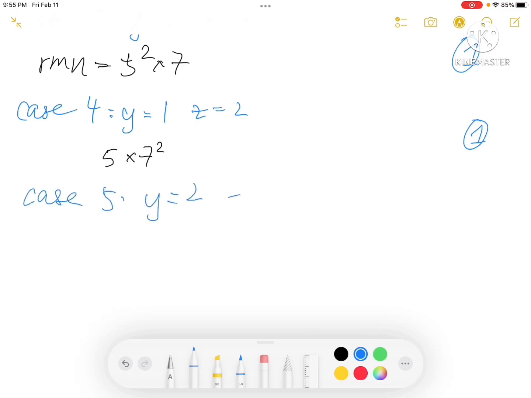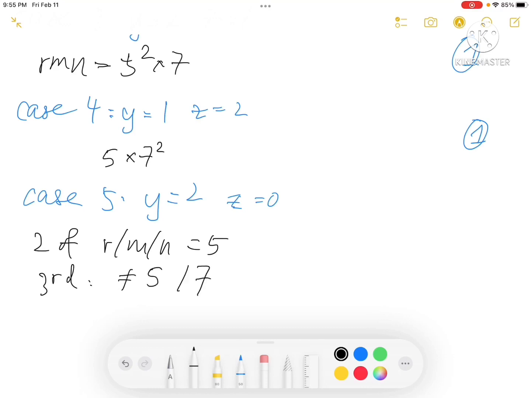When y is equal to 2 and z is equal to 0, it means that 2 of R, M, or N are equal to 5, and the third cannot be equal to 5 or 7. Otherwise, if the third one was 5, y would be equal to 3, or if the third one was 7, then z would be equal to 1. So it does not fulfill the requirements. And recall that the set is 2, 3, 4, 5, 6, 7, 8, and 9.